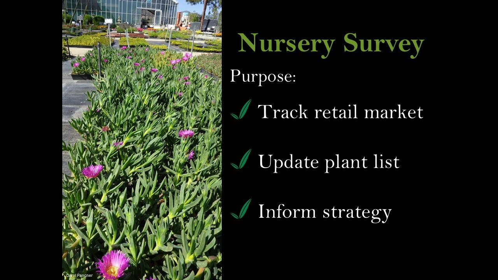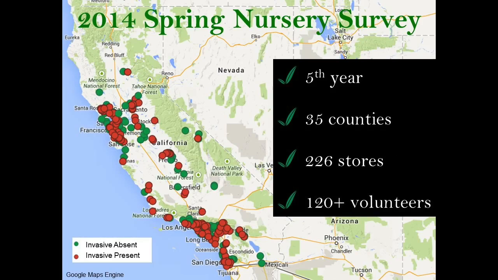By giving us a concrete sense of what plants continue to be sold, the survey provides the information we need to update our list of invasive plants that I mentioned earlier. It lets us remove plants that are no longer being sold in the industry, and helps us add plants that are new threats as they're realized. Altogether, this helps inform our strategy for effectively engaging the retail industry, and it influences the rest of our programs. So this is a map that shows the information we collected in last year's survey.